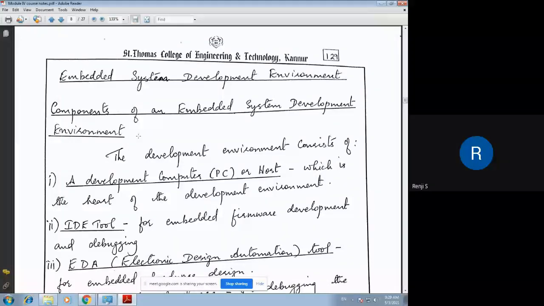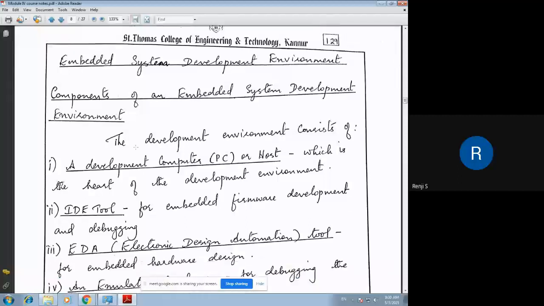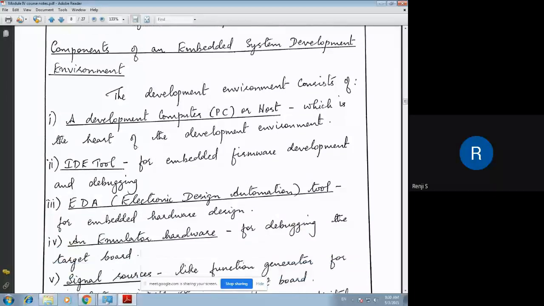That is, what are the components of an embedded system development environment, or what are the things that I need, what are the hardware units that I need, or what are the software utility programs that I need in order to develop an embedded product. So I'm going to build a product. What are the supporting things that I need to develop the product is what is known as the environment of the embedded system development. Now, the development environment consists of the following things.